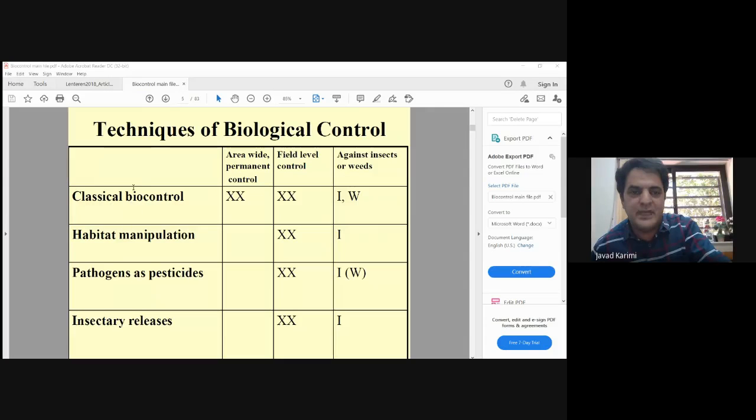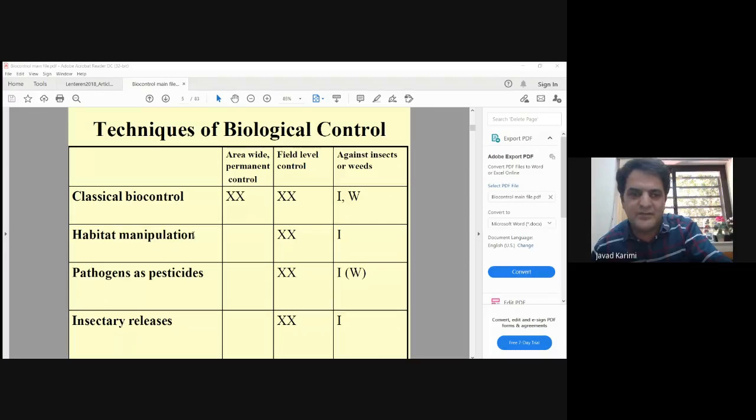There are several protocols, several approaches, or several strategies, which you can see here. The main strategy, with which the history of biological control started, is named classical biocontrol. This type of biocontrol relates to the introduction of natural enemies from one country to another country, from one region to another region. This is the character of the different groups. ROI, permanent control. You can see that classical biocontrol has both traits, meaning we can use it in ROI and as permanent control. Another trait is field level of control. We can use classical biocontrol in the field, and against insects, I, and weeds, W.